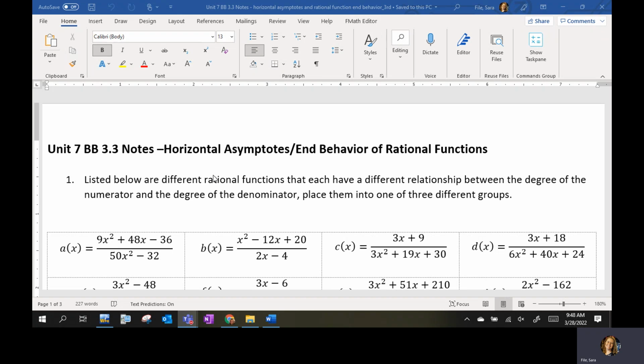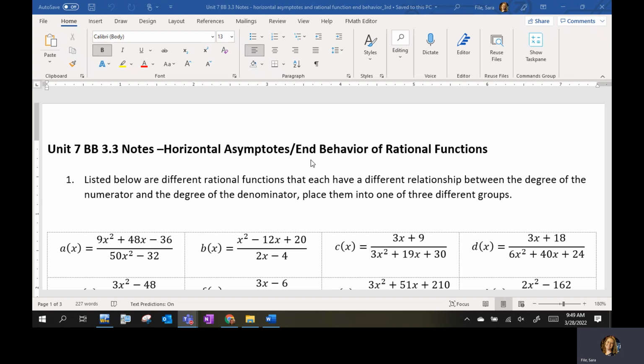We're moving on here to 3.3 building block, which we're going to focus on horizontal asymptotes and end behavior of rational functions. We talked about rational functions last week. We talked about finding vertical asymptotes, finding holes, finding zeros or x-intercepts. Okay, so now we're going to talk about finding horizontal asymptotes, because we have to know where the horizontal asymptote is to be able to give the end behavior.